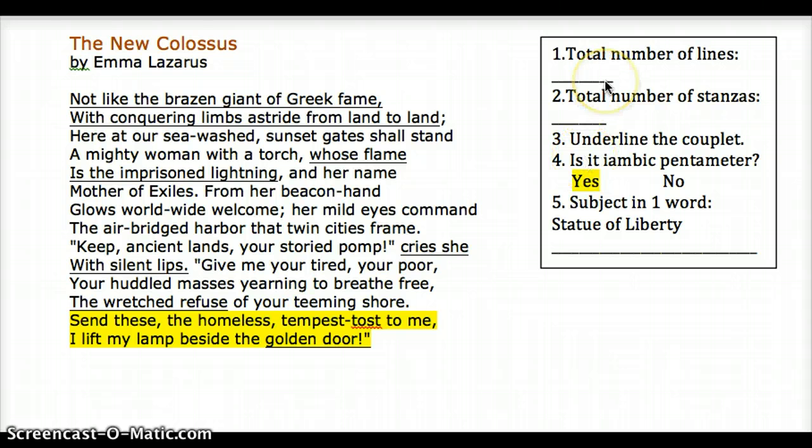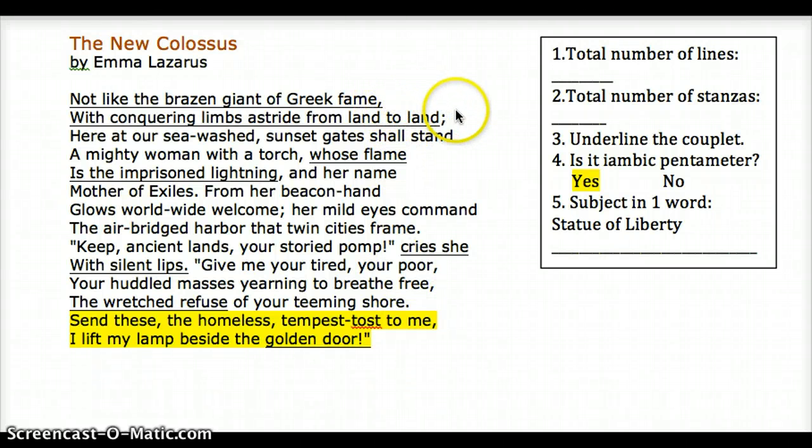So, number of lines again, 14. Number of stanzas, there's 4. Here's the couplet at the end. It is also in iambic pentameter, not like the brazen giant of Greek fame, with conquering limbs astride from land to land. It does follow that pattern. The subject in one word, it's actually 3, like I said, is the Statue of Liberty.